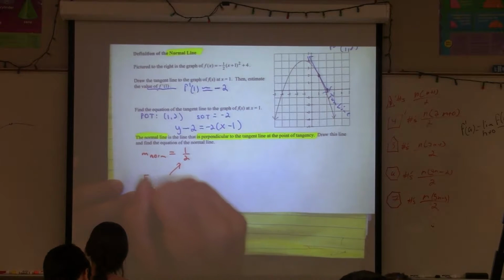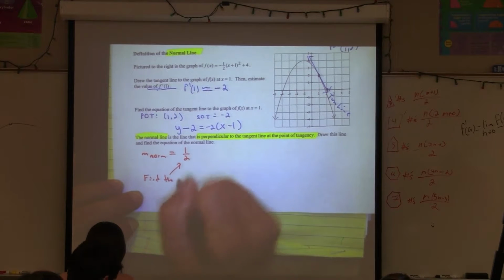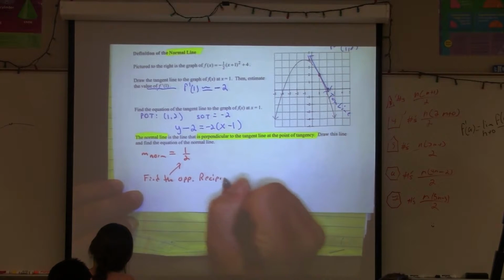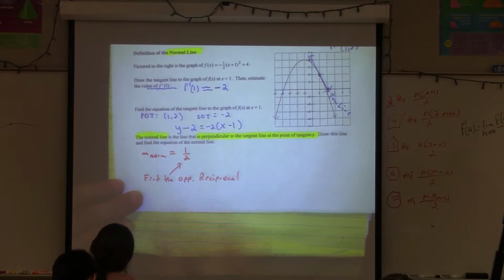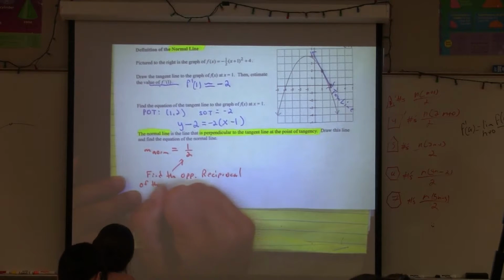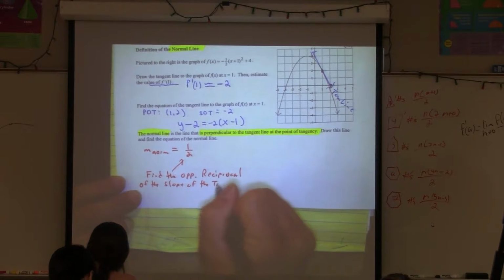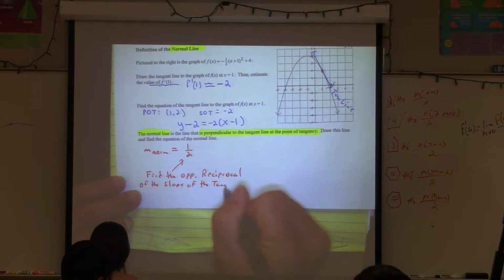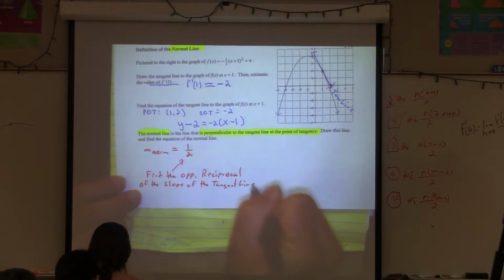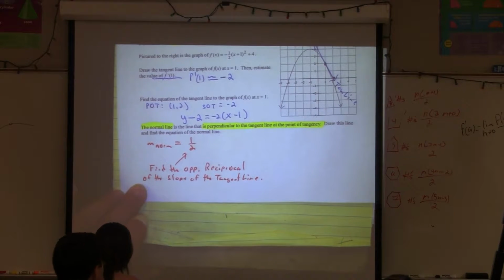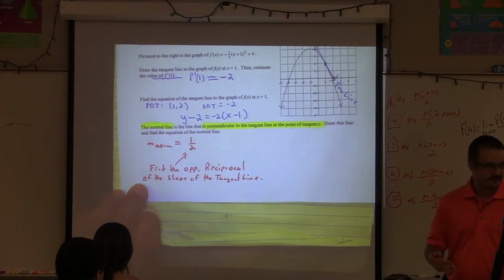To get this, we had to find the opposite reciprocal of the slope of the tangent line. So once I found the opposite reciprocal of the slope of the tangent line, I knew the slope of the normal line. That one has to be perpendicular.